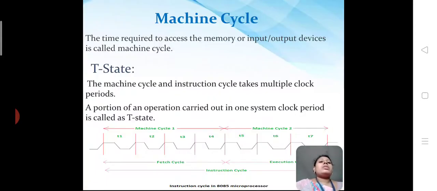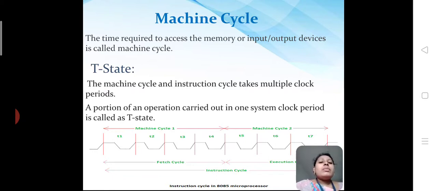First of all, the machine cycle is the time required to access the memory or input or output devices. Accessing the memory or input or output devices is called the machine cycle. Next, T-state. A T-state is a subpart of the machine cycle.